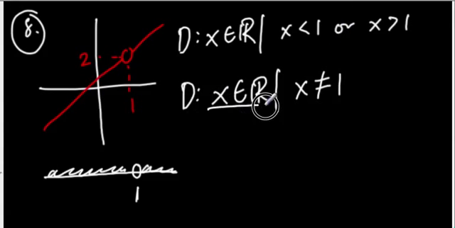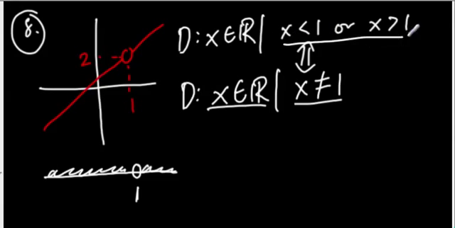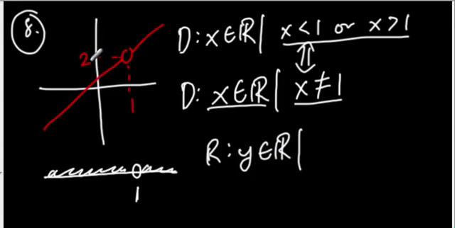It means that x belongs to everything with the exception of 1. And these two are equivalent. They're exactly the same. Now range, same deal, right? So y is an element of the reals, but the only condition is that y can't be 2, so y is not equal to 2. And that's our answer.